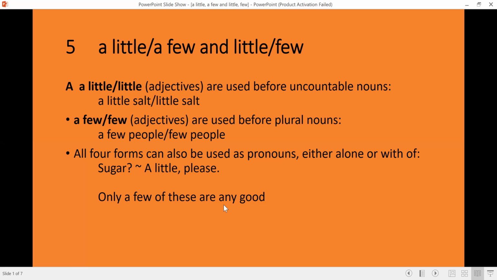Only a few of these are any good. Here you are using a few with of, all right? You can also use a little or a few alone. You can also use them with of.